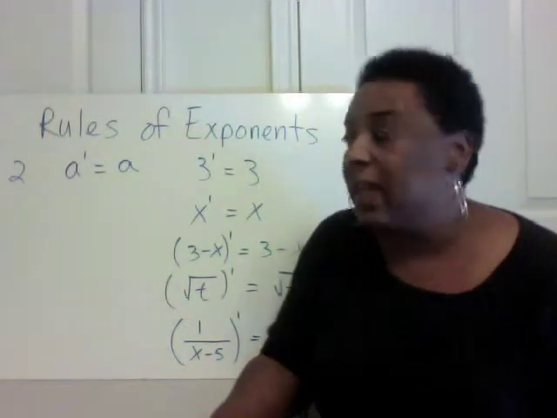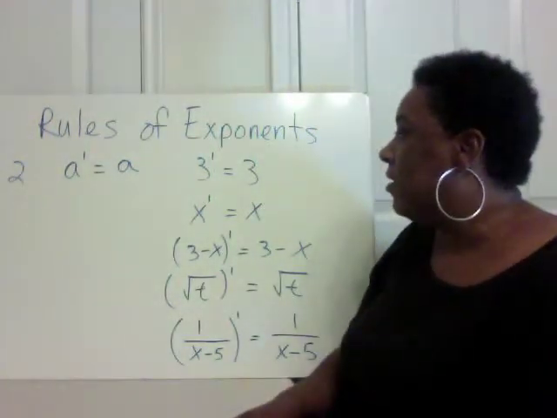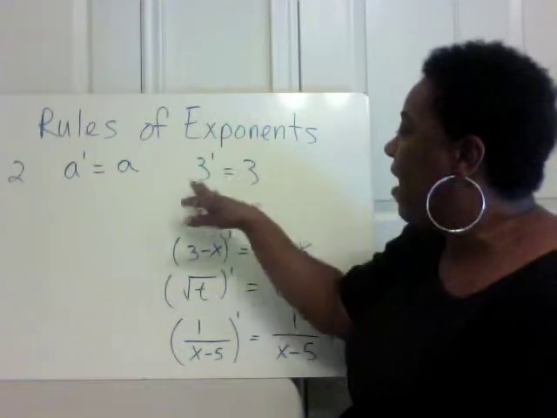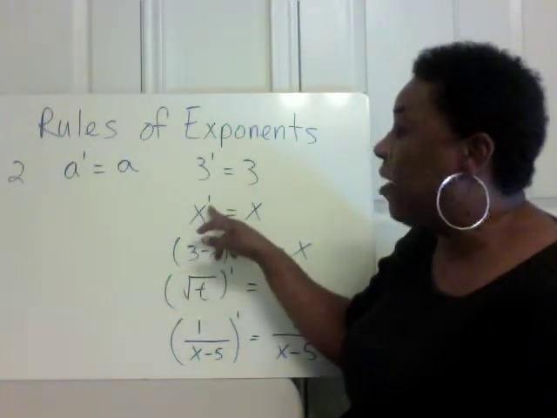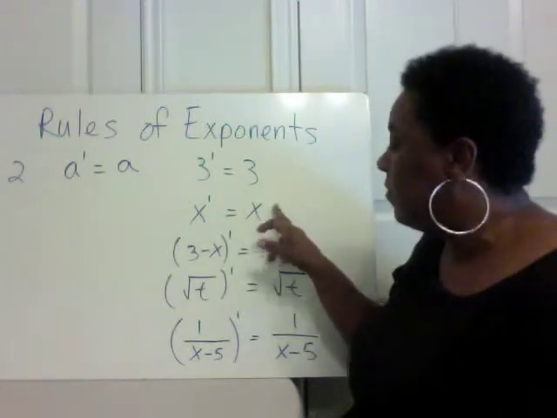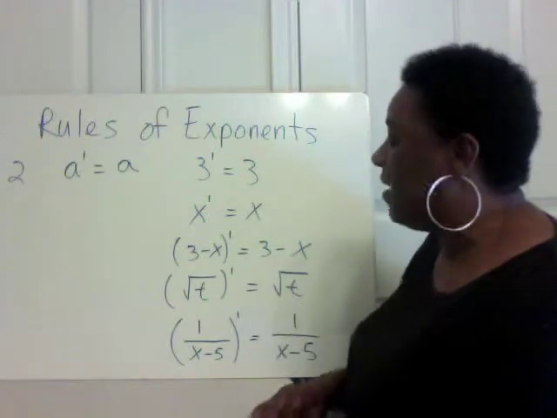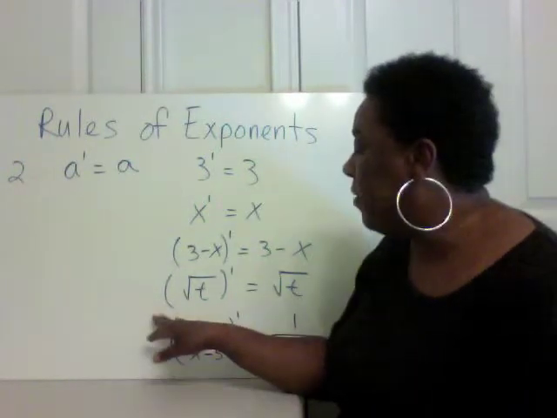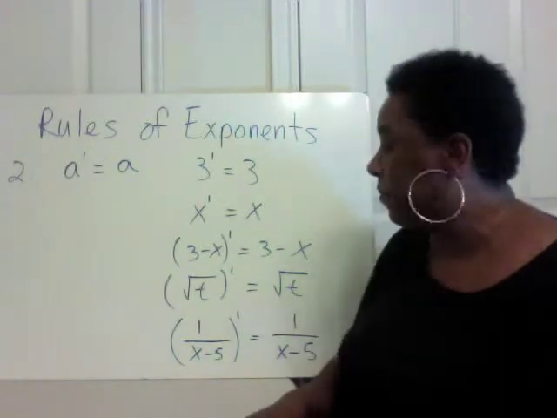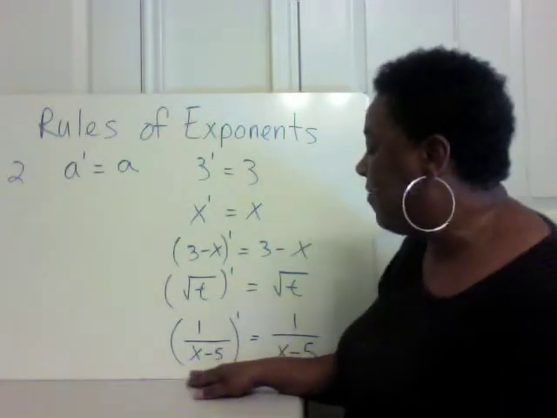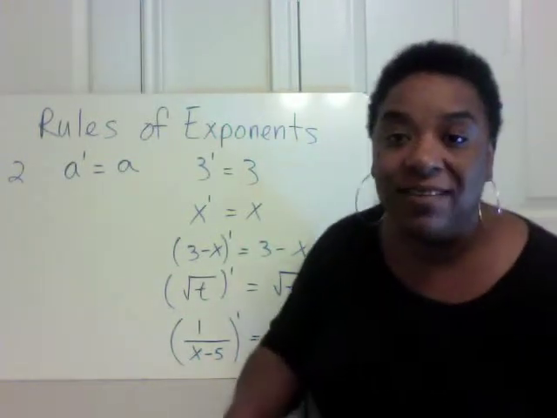Our next rule is a to the power of 1 equals a. So in these examples, I have 3 to the power of 1 equals 3. X to the power of 1 gives us x. 3 minus x raised to the power of 1 gives us 3 minus x. The square root of t raised to the power of 1 gives us the square root of t. And 1 over x minus 5 raised to the power of 1 gives us 1 over x minus 5.